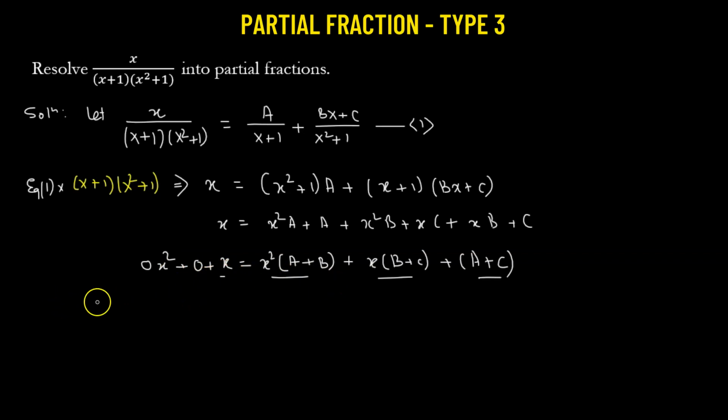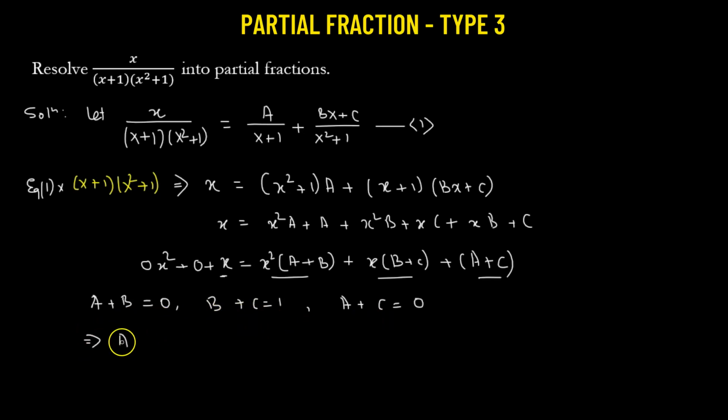If we equate both sides, we get A plus B equals 0. B plus C is going to be equal to 1, that's the coefficient of x on the left hand side. And then we have the constant term A plus C, which equals 0. So here we have three equations and three unknowns A, B, and C. We can solve these three equations to obtain the values.